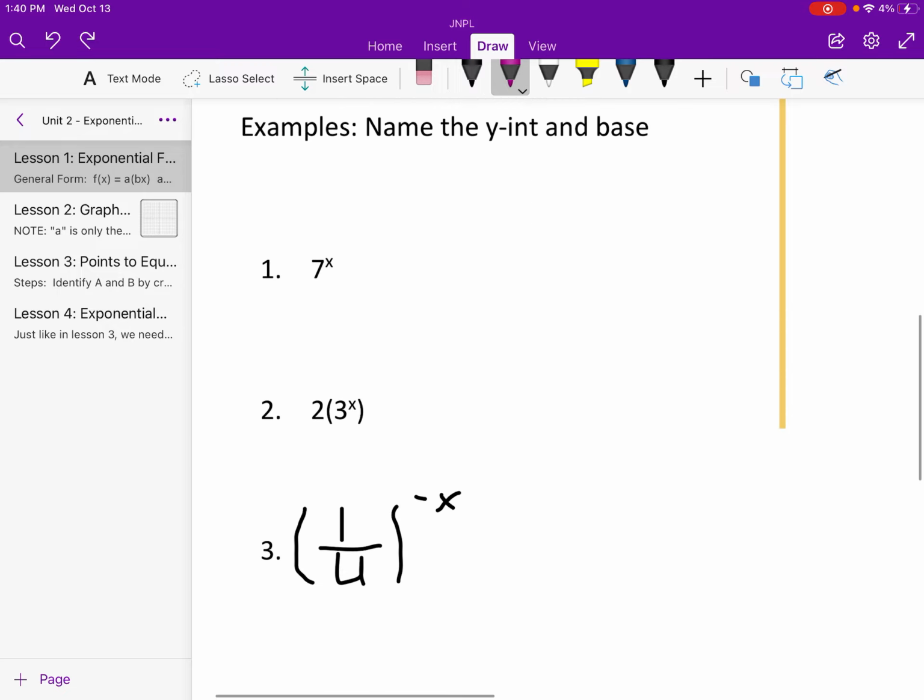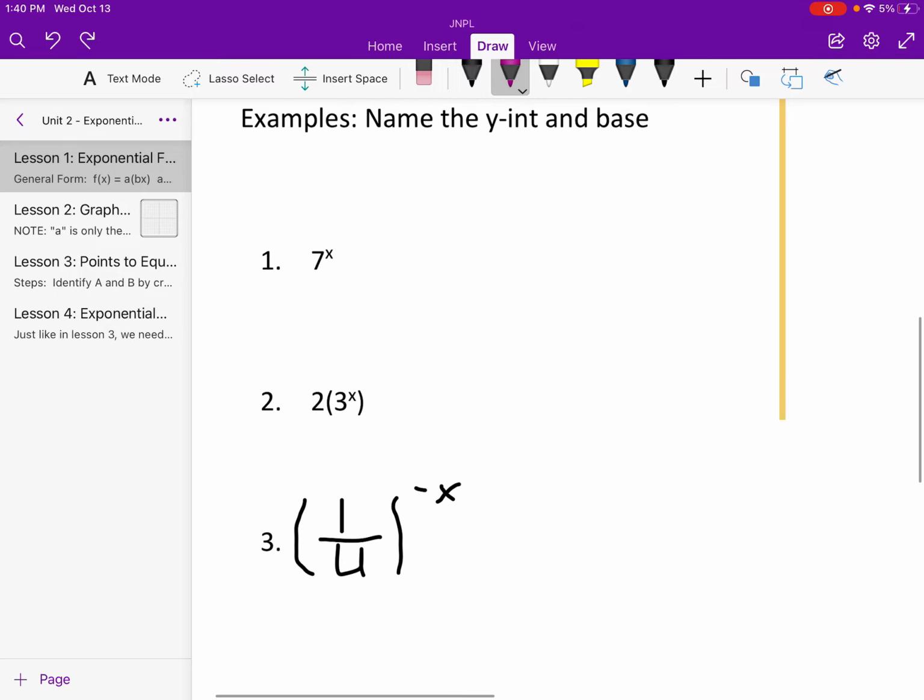So let's look at a couple examples here. Name the y-intercept and base. Okay, let's look at one. So I said that the y-intercept is a. In this case, that's true, but not if there was transformations. But there's not. As you see, there's x, x, and x. Well, negative x on a third, but we'll get to that. And then the base. So this one, 7.